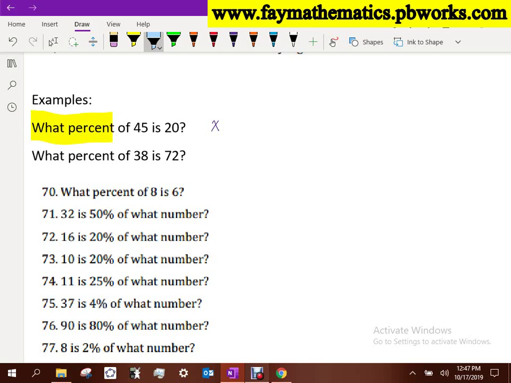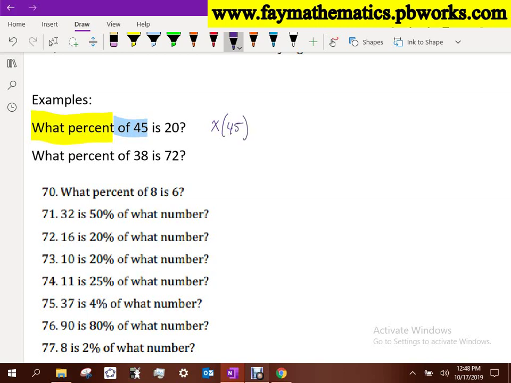Now, the next phrases I'm looking for are going to be identified with the words of and or is. So that kind of chunks our statement up. Of 45. That is another statement. But what does of mean? Multiplication. So as I'm reading this, it's what percent of 45? Well, that means I'm multiplying by 45.